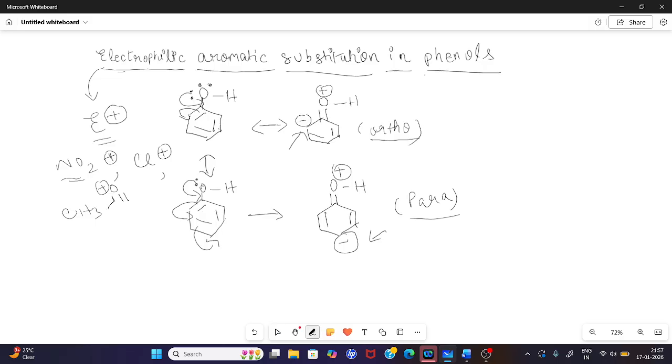So now we know the basic phenomena. Now we know why these particular products are formed, why ortho and para positions are normally targeted by the electrophiles: because electrophiles are positively charged species and they look for high electron density sites. So they target the ortho positions and the para positions.